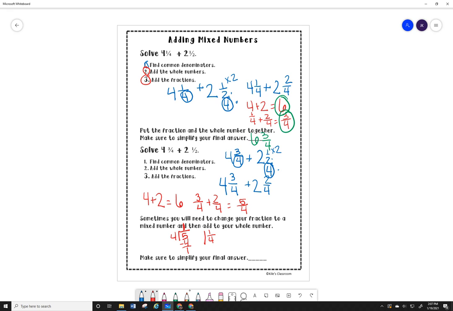So I now have 1 1/4, but I can't forget to add it to my whole number. So I'm going to add it to the 6 and get 6 plus 1 is 7 and 1/4. And I ask myself, can 7 and 1/4 be simplified? And the answer is no. My numerator is 1, and when your numerator is 1, you cannot simplify the fraction.